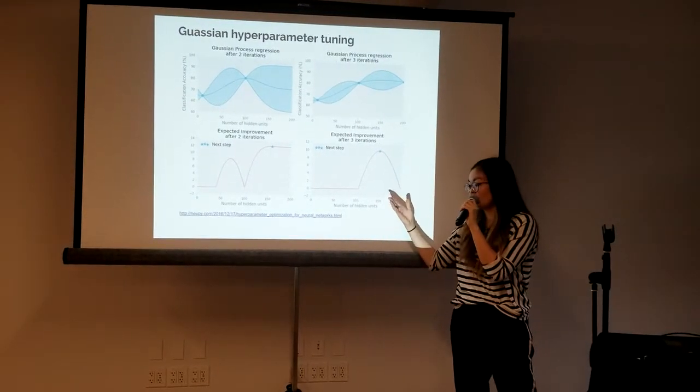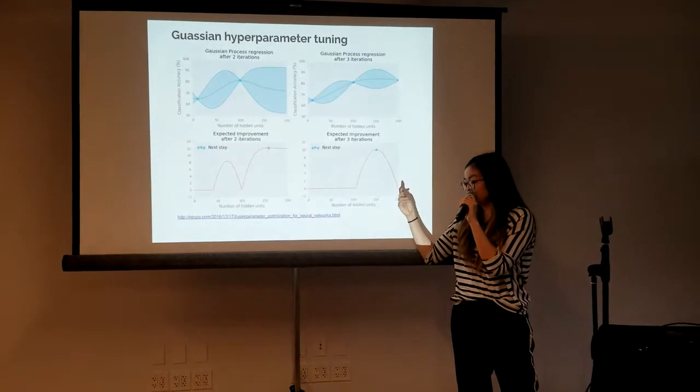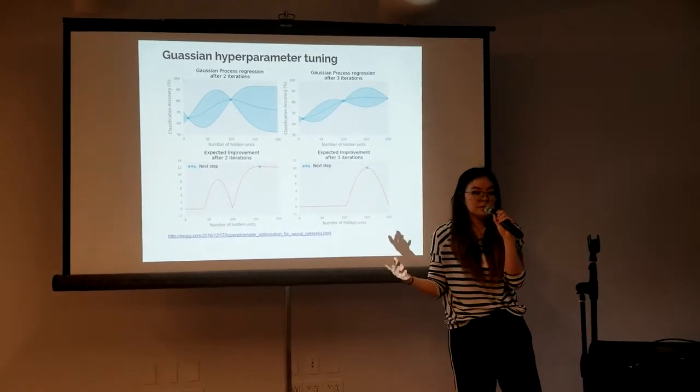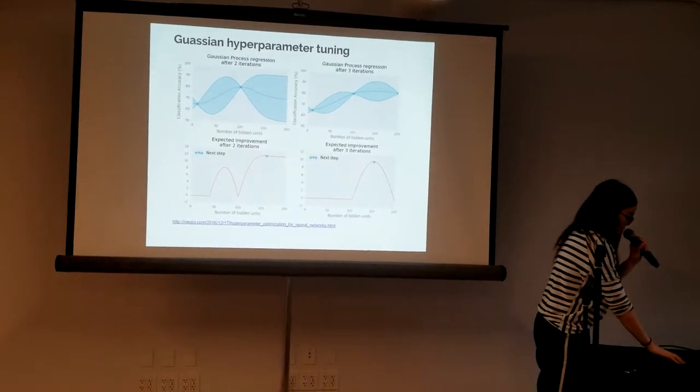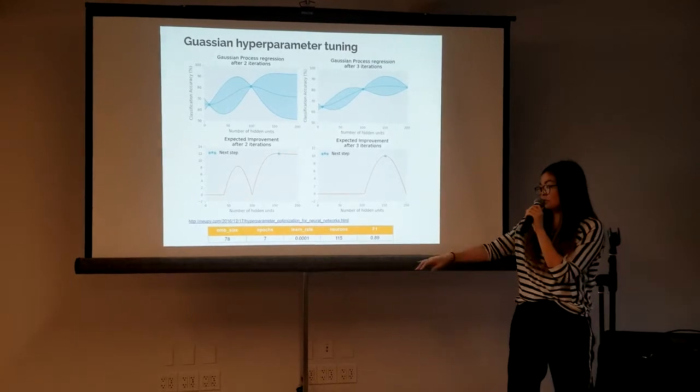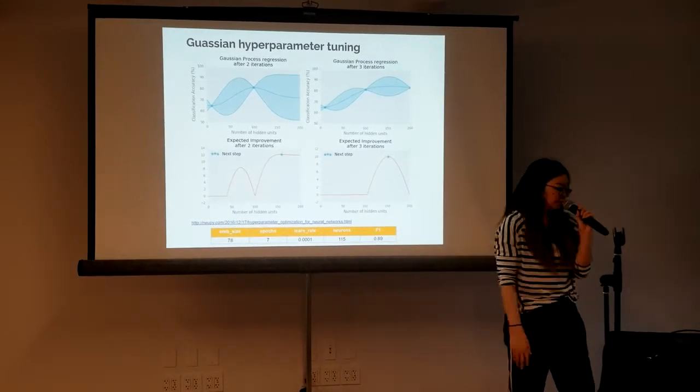So it chooses these values for your hyperparameters as its next step, and in this way it's able to find the optimal values for your hyperparameters faster than if you were to use a randomized approach. So using this method, I was able to find hyperparameters and get an F1 score of 29.